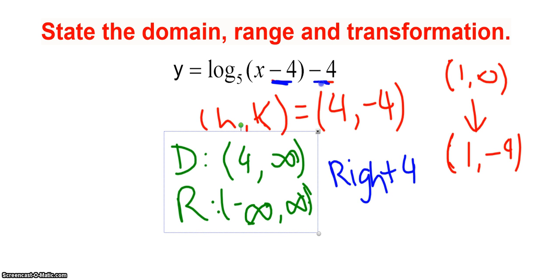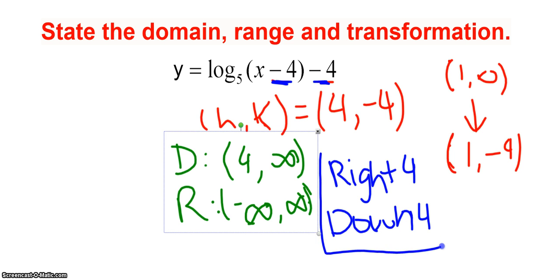And then we got a -4 right here, so we're going to go down 4. That down does not look like down, but it's down. So right 4 and down 4. That's our transformation.